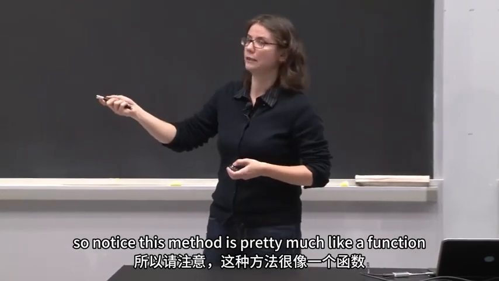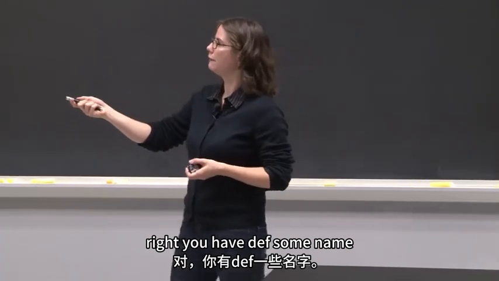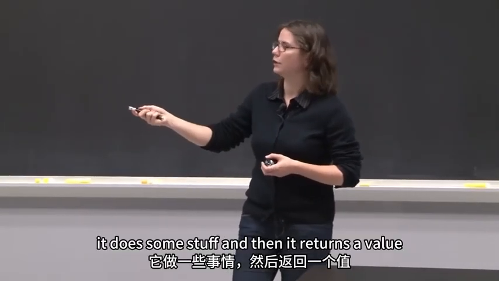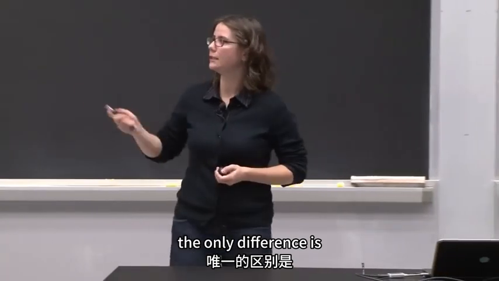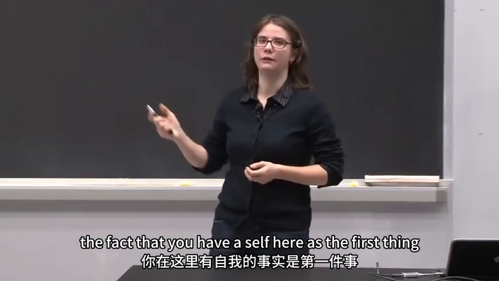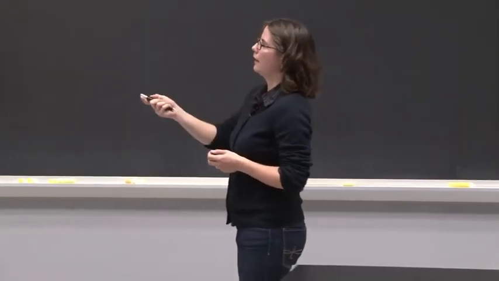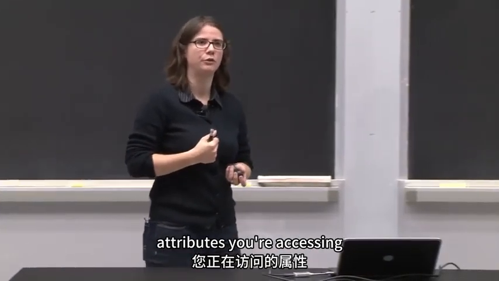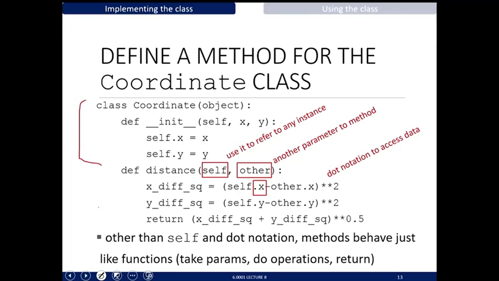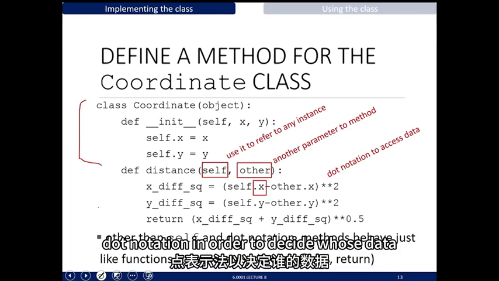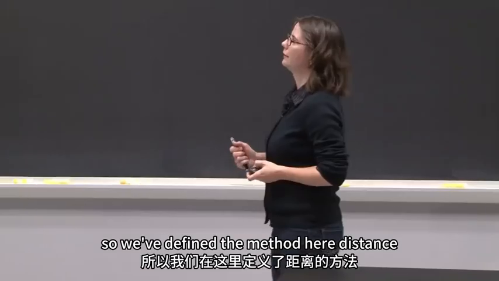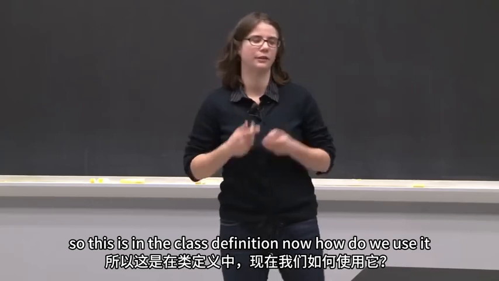So notice this method is pretty much like a function, right? You have def, some name, it takes in parameters, it does some stuff, and then it returns a value. The only difference is the fact that you have a self here as the first thing, and the fact that you always have to be conscious about whose data attributes you're accessing. So you have to use the dot notation in order to decide whose data attributes you want to access. So we've defined the method here, distance. Okay, so this is in the class definition.